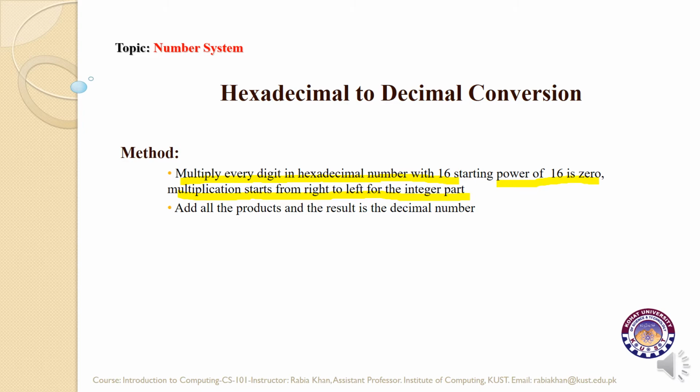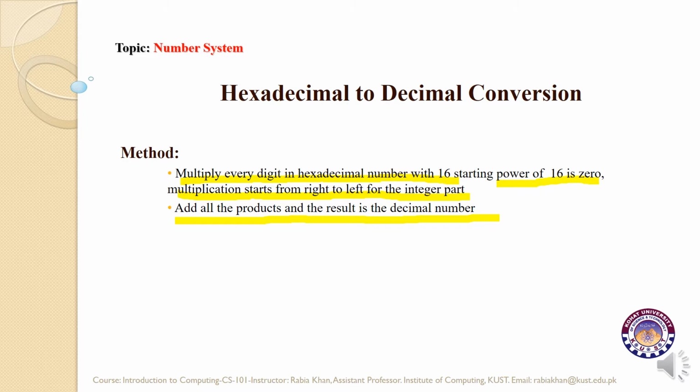If it is a fractional part, the multiplication will move from left to right, and the power of 16 will start from -1. But in first step, we are dealing with a whole number or an integer part of hexadecimal number. So in that case, every digit in the hexadecimal number is multiplied by 16. The power of 16 starts from 0, and the multiplication process moves from right to left. And then we need to add up all the products, and the result is then a decimal number.